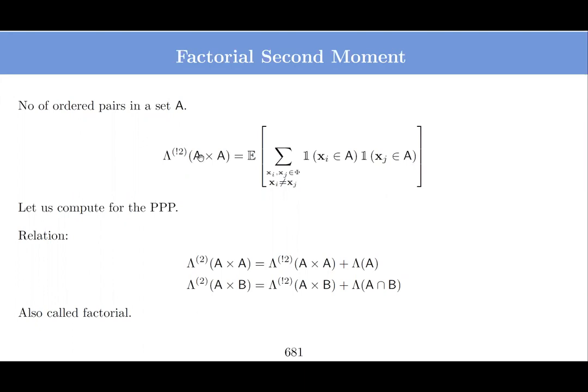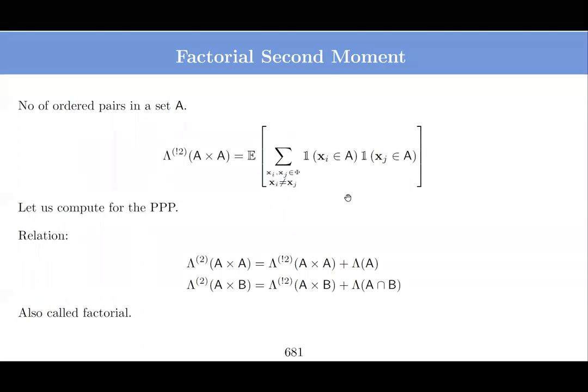Similarly, you can also define this for A cross B. So the factorial moment of A cross B is defined as the expected value of pairs such that the first point belongs to A, the second point belongs to B, and xi and xj are not equal.